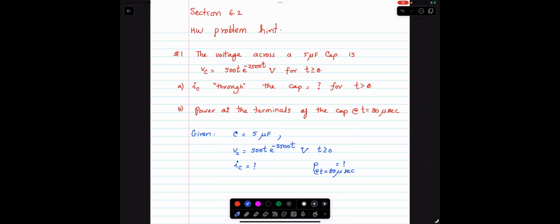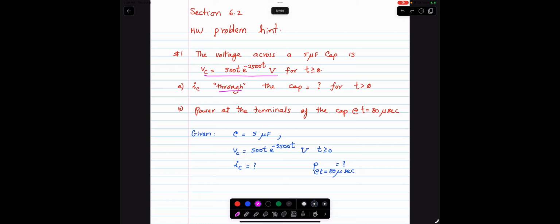The problem says the voltage across a 5 microfarad capacitor is given to be this guy for t greater than or equal to 0. Okay, find the current through the capacitor for t greater than 0, and what is the power at the terminals of the capacitance when t equals 80 microseconds.